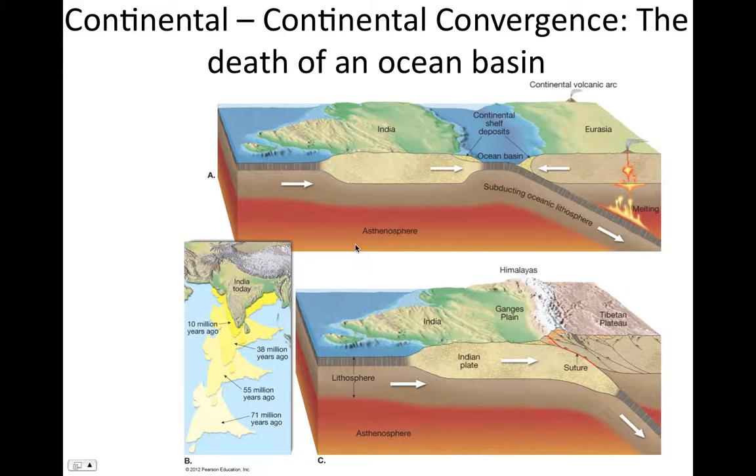Whenever North America slammed into Africa during the formation of Pangaea, it was a continental convergent plate boundary which formed a large interior mountain range like the Himalayas. So if you were standing, say, in upstate New York 500 million years ago, it would have been similar to the Himalayas of today.